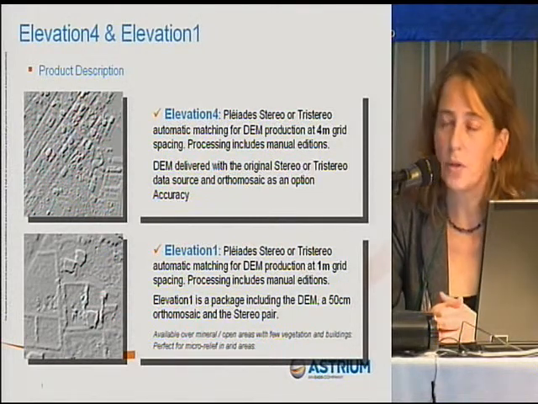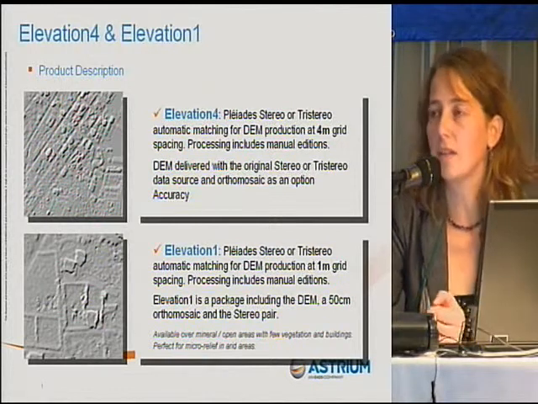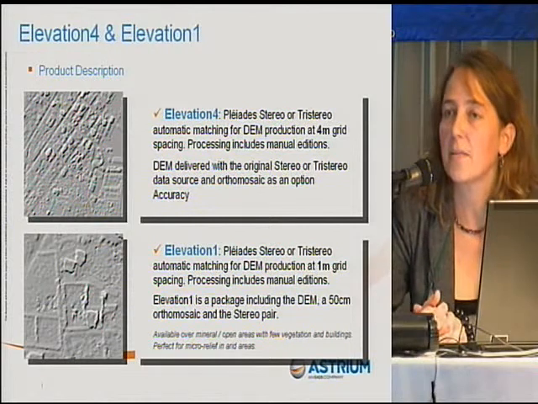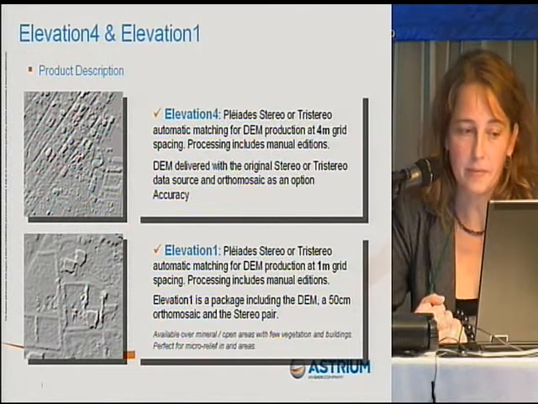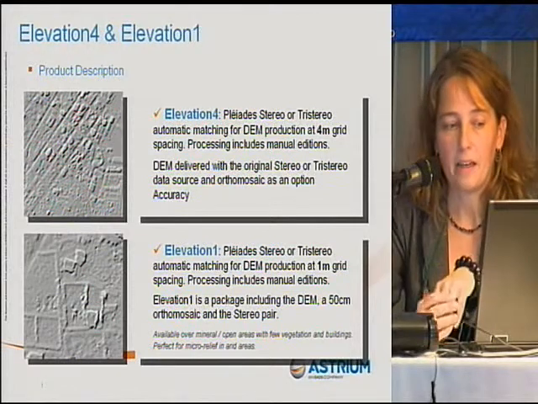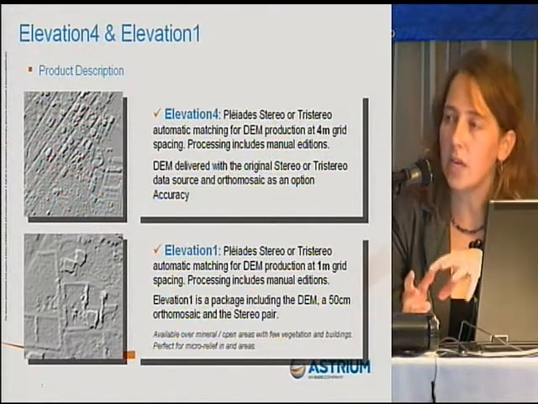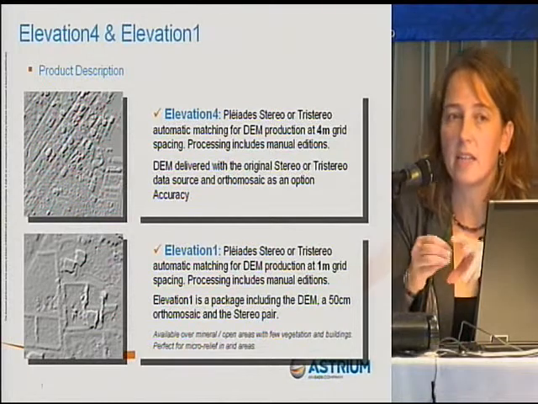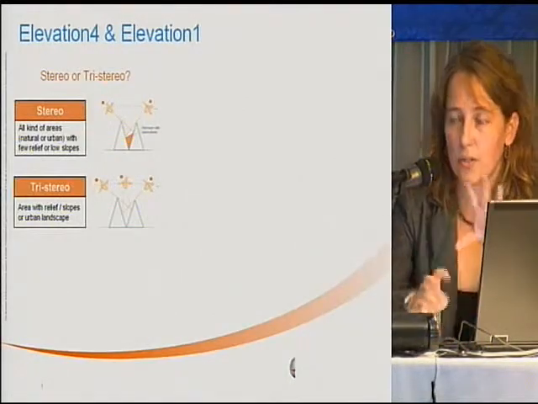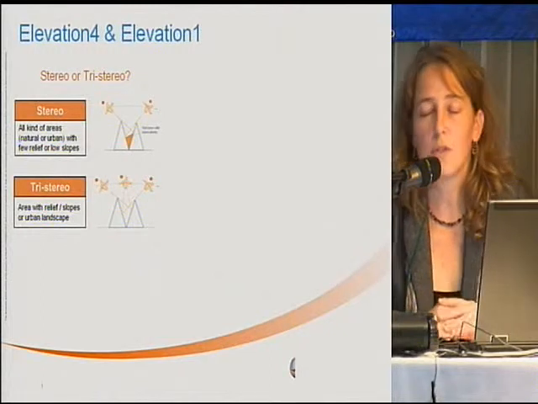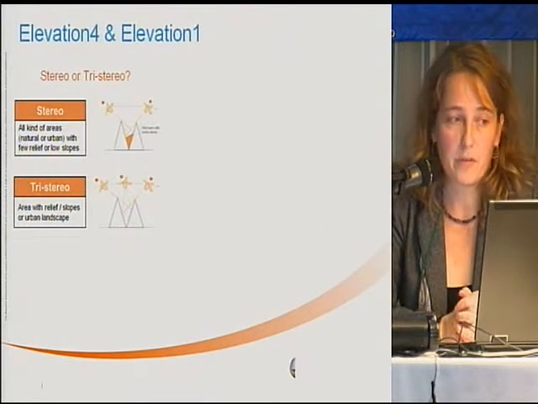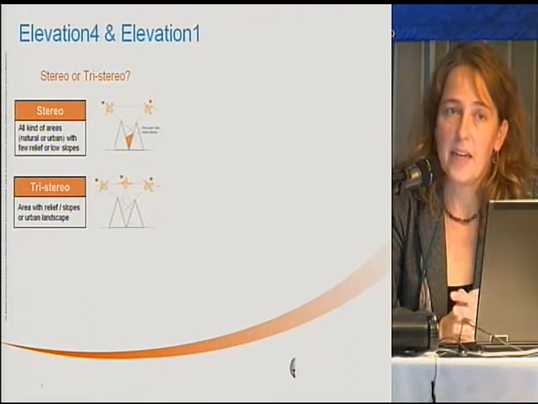And the Elevation 1 product, as the name says, is a 1-meter grid product, and the height accuracy is down to 1.5 meters. Elevation 1 is more specified for open areas and not very dense urban areas. Here I would also like to show you some examples later. First, I want to point you to the big advantage we have with our Pléiades data.